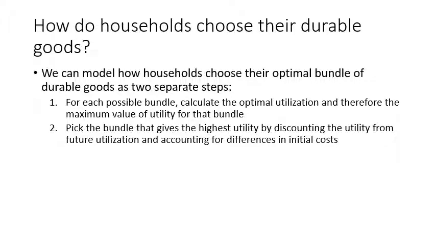How do households choose their durable goods? We can model how households choose their optimal bundle of durable goods as two separate steps. For each possible bundle, let's calculate the optimal utilization and therefore the maximum value of utility for that bundle. So we're going to look at bundles of goods within a household, refrigerators, vehicles, air conditioning, etc., and figure out the bundle of the goods that maximizes utility. And then we pick the bundle that gives the highest utility by discounting the utility from future utilization and account for differences in initial costs. So the next few slides are going to be on aggregating up the future utility use of a good.